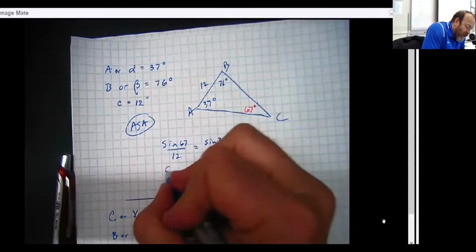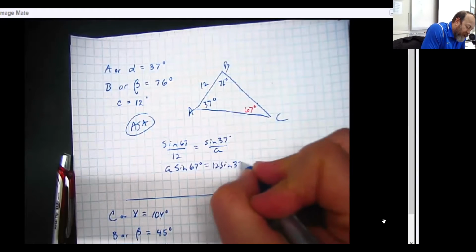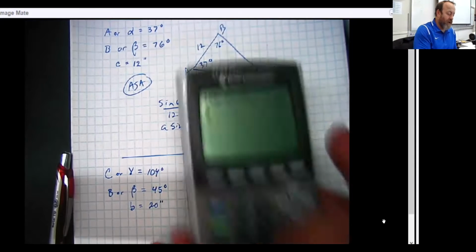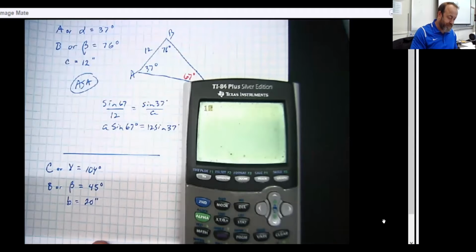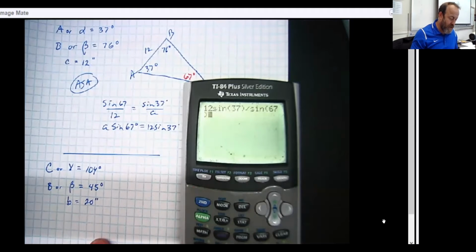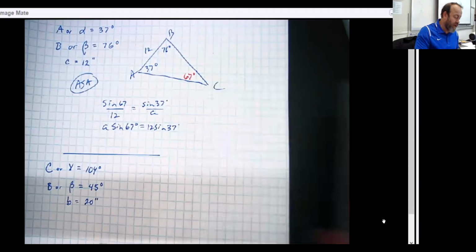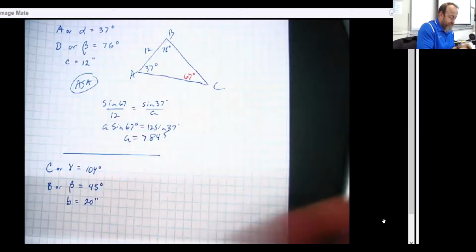Now, if I do a quick cross multiplication, this is what would show up. And so all I need to do is take 12 times the sine of 37 and divide it by the sine of 67. So that was 12 sine 37 divided by the sine of 67. And as long as I'm in degree mode, which I am, this result right here should be the value of a. So side a is 7.845. a equals 7.845.